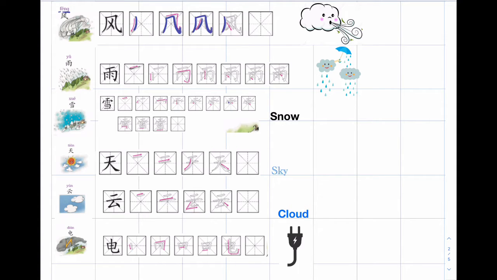三, 3, 4. So you probably noticed that when we write the character that has the structure of outside and inside, we start from the outside and then we go inside. Okay, that's the order. So remember, from top down, left to right, and then outside, and then go inside. Okay, so that's first the character 风.